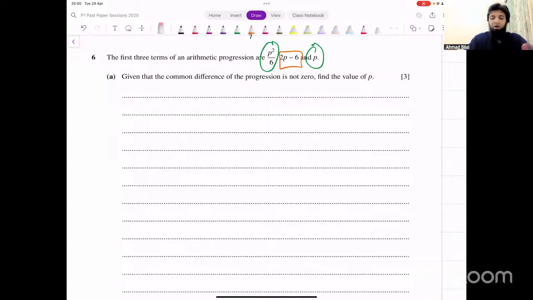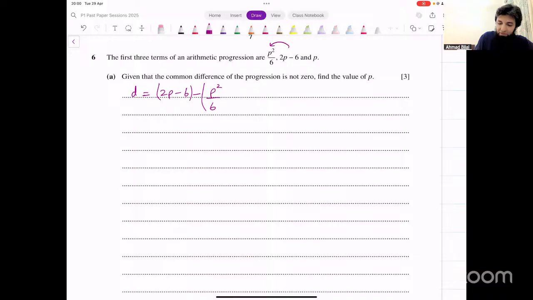That's one idea. Or you could find the difference of the sequence by subtracting the first term from the second term. So that will be 2p minus 6 minus p squared over 6. That's one way to calculate the difference, term 2 minus term 1. Another way to calculate the difference is that you subtract the second term from the third term. That's t3 minus t2. So that's p minus (2p minus 6). And that gives you an equation. You just solve that equation and find the value of p from that.